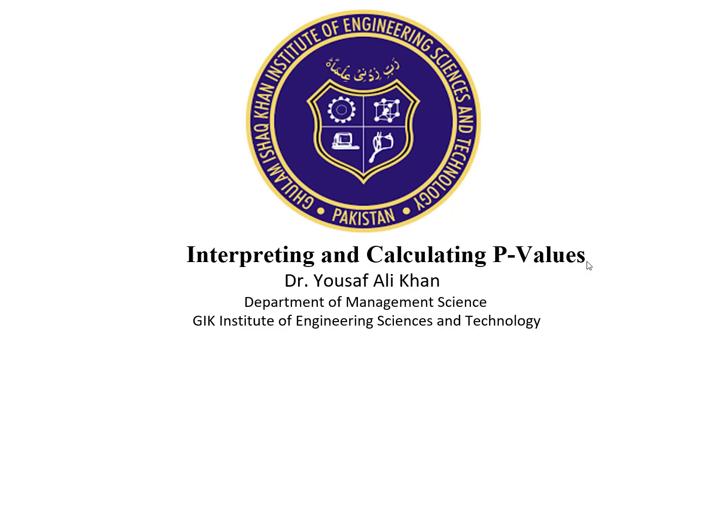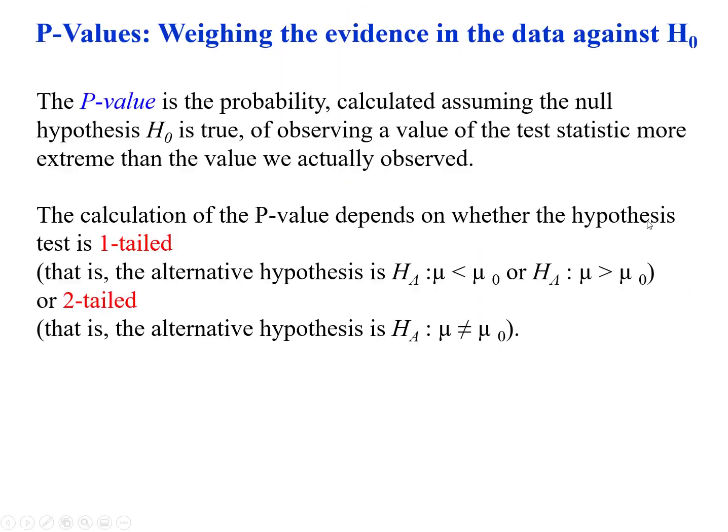So in this lecture I'm going to show you how you will calculate and how you will interpret the p-value. What is a p-value, and how do you bring evidence related to the data, whether the evidence is against H naught, the null hypothesis, or not against the null hypothesis? The p-value is the probability, assuming the null hypothesis is true, of observing a value of the test statistic more extreme than the value we actually observed.